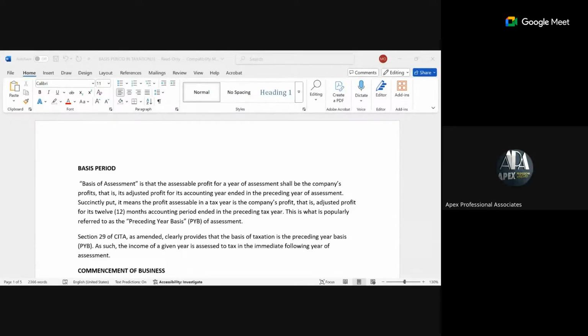So this evening in our class, we are going to be looking at basis period. How do you do basis period, and how do you compute it? How do you set it up? What are the necessary things? What are the rules that you need to know for basis period?